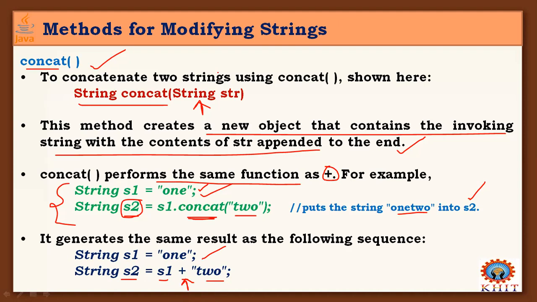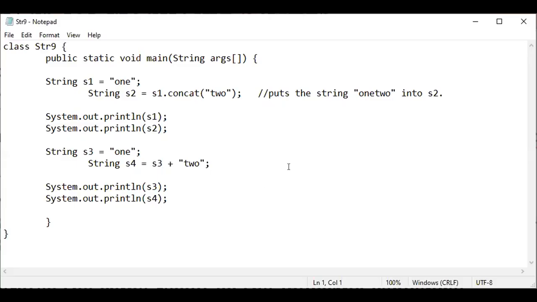Okay, go to str9 recipes. So for your understanding, I have taken this one. String S1 equal to 1, string S2 equal to S1 dot concatenate 2. It displays both the strings S1 and S2. So S1 contains value 1 and S2 contains 2. And I'm taking another one, S3 equal to 1, S4 equal to S3 plus S2. So this also does the same without invoking the concatenate method. We can just use the plus operator and display S3, S4.